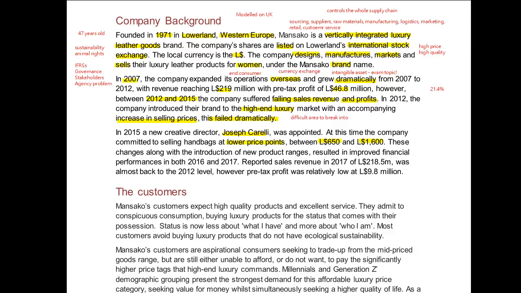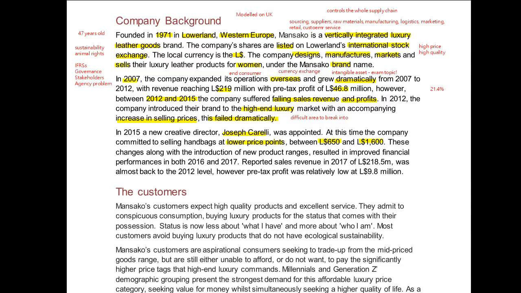So this new guy comes in. He's a new creative director in 2015, and he gets the company to sell handbags at lower price points. Obviously identifying the issue that increasing the selling prices made sales drop off. This guy comes in and says, let's reduce the price points again to between $650. We can still have some higher cost ones. So there's $1,600, that's probably a higher one, but let's have some lower ones too.